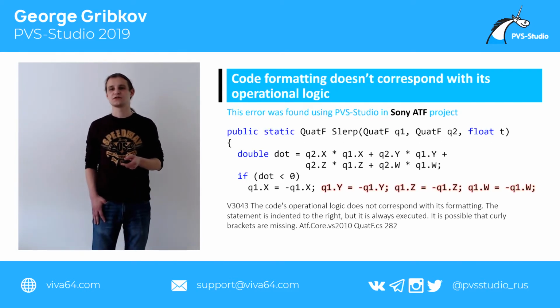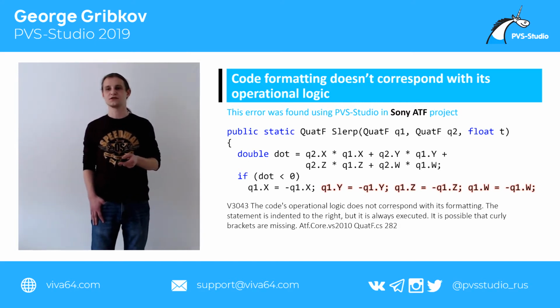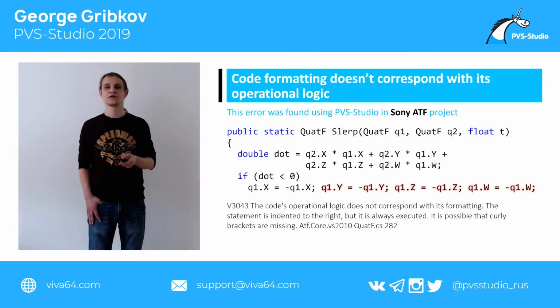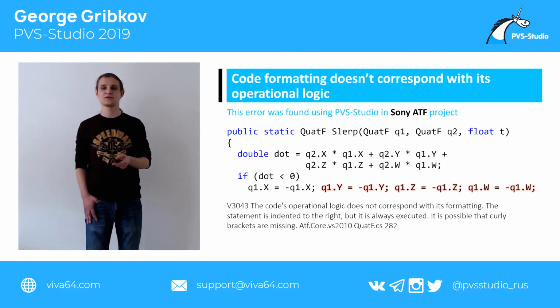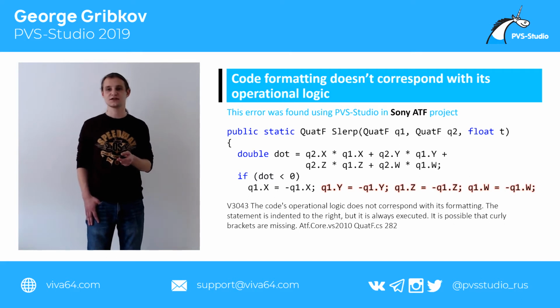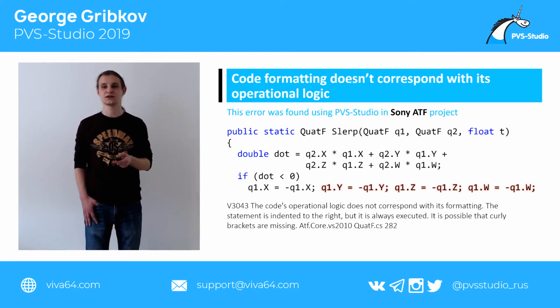Sometimes the code is not formatted as it logically works. This is actually due to the fact that curly braces are forgotten. A quick reading of this example gives the impression that if dot is less than 0, then all 4 operations will be performed. In fact, this is not so. Only the first expression is under condition.